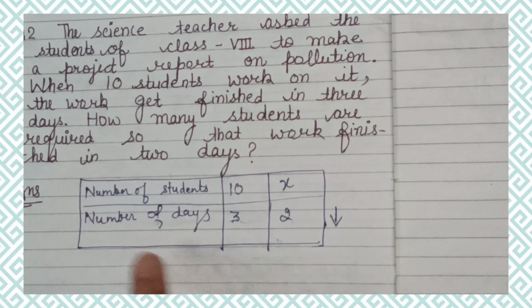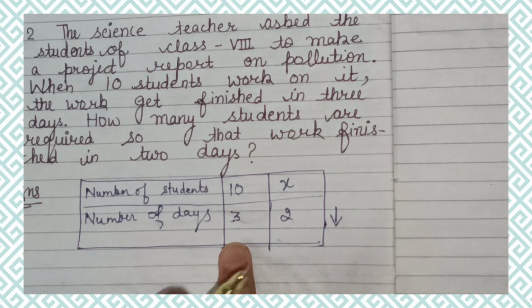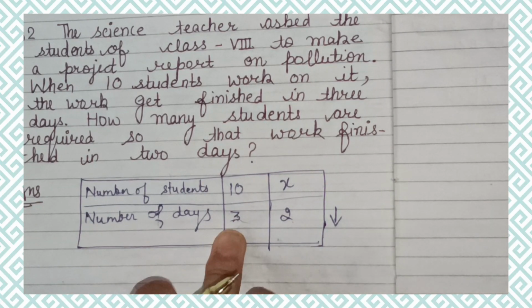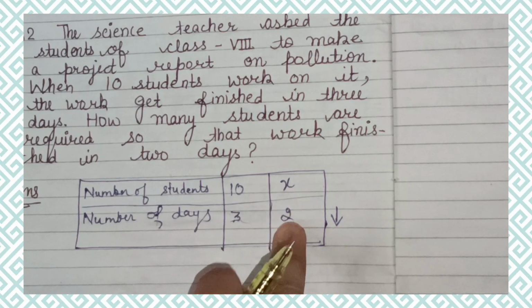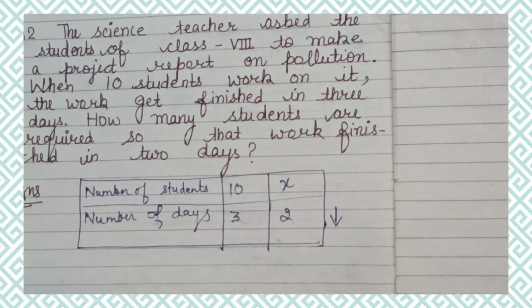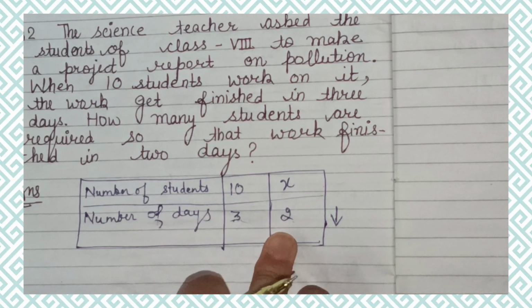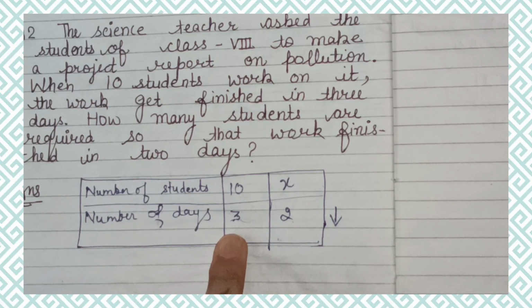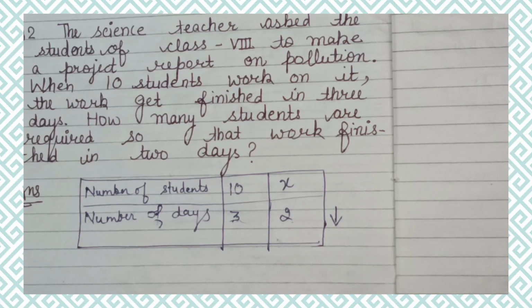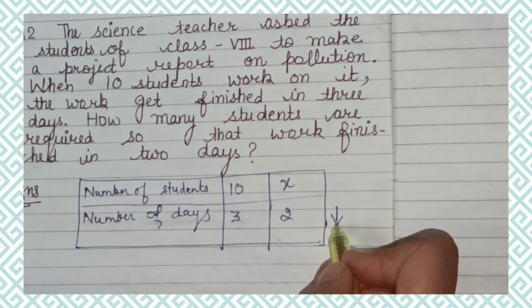Number of students, number of days. Here, 10 students finish this work in 3 days. And we have to find the number of students we require to finish this work in 2 days. Here, this 2 is smaller than this 3. 3 is greater, 2 is smaller. So here the quantity is decreasing.